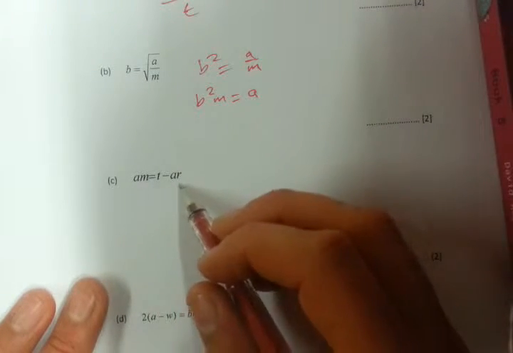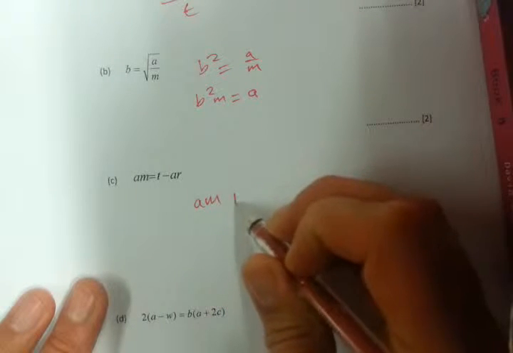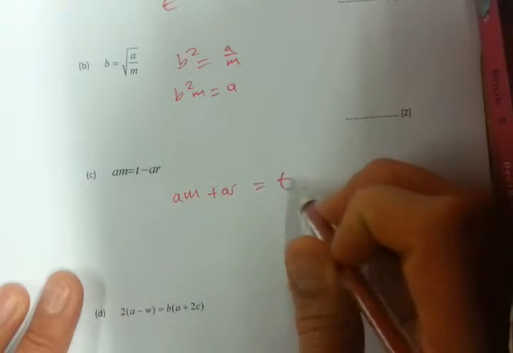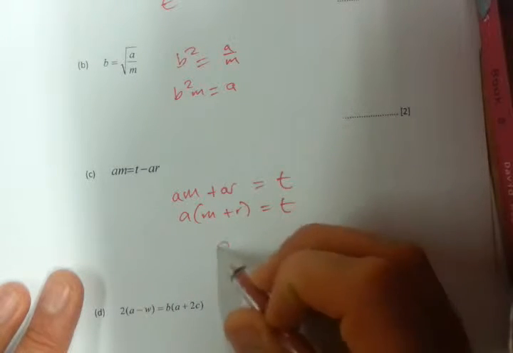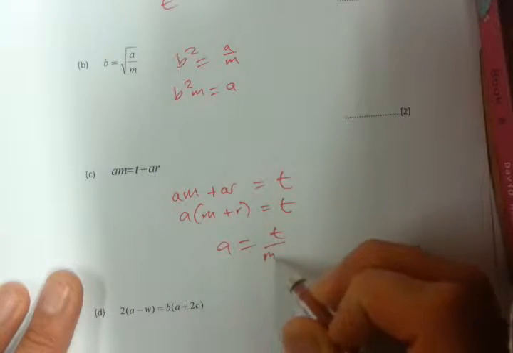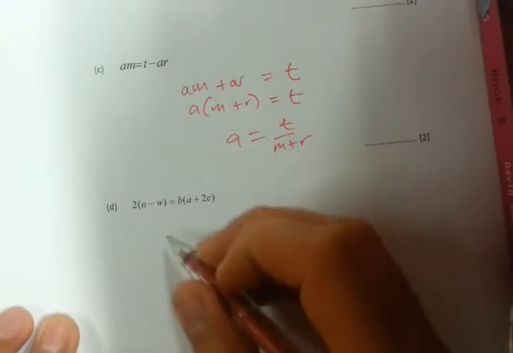Now we've got A appearing twice, so we need to get all the A terms on the same side, so we add the AR over, and we get AM plus AR equals T, and then factorize out A times M plus R, and divide by that. And slightly more complicated, but the same idea, multiply all this out.